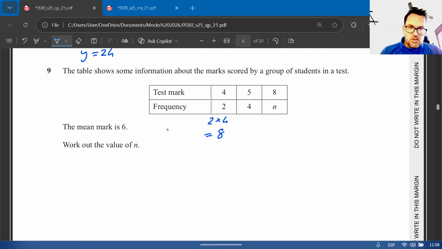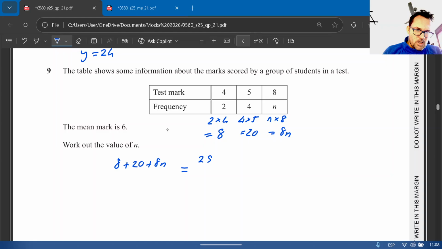These 4 students got 5 out of 10, so they got a total of 20 marks between them. So these n students got 8, so they'll have a total of 8n. Now we need to add this all up: 8 plus 20 plus 8n. That means we got a total of 28 plus 8n marks. And then to work out the mean, you add up all the marks and divide by how many students there are.